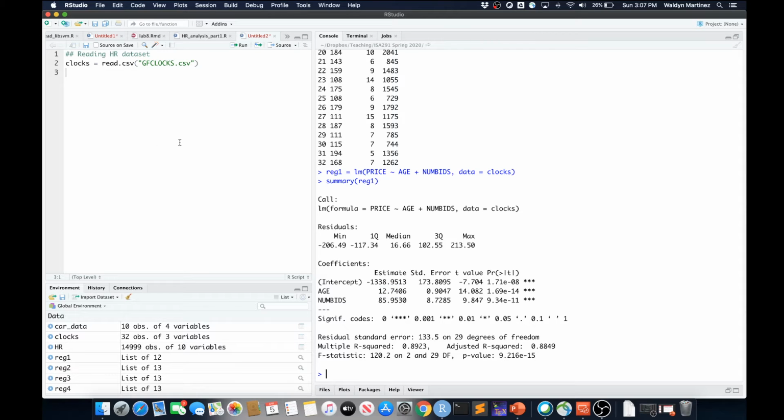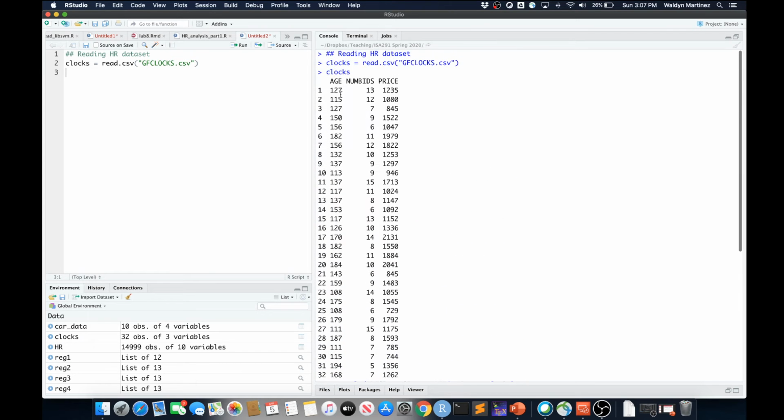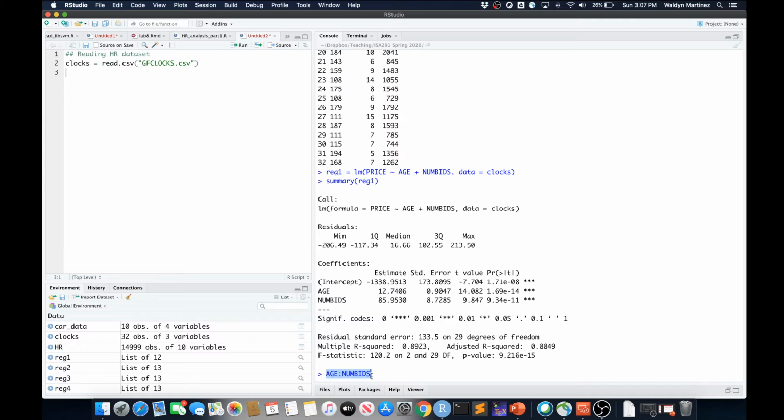The way that we add an interaction effect is by using the variable, then a colon, and placing the next variable within the lm formula. What that does is create the interaction effect right inside the formula, but you could also do this by multiplying the variable age times number of bidders, and that would be your new variable. All right, so let's do it this way.